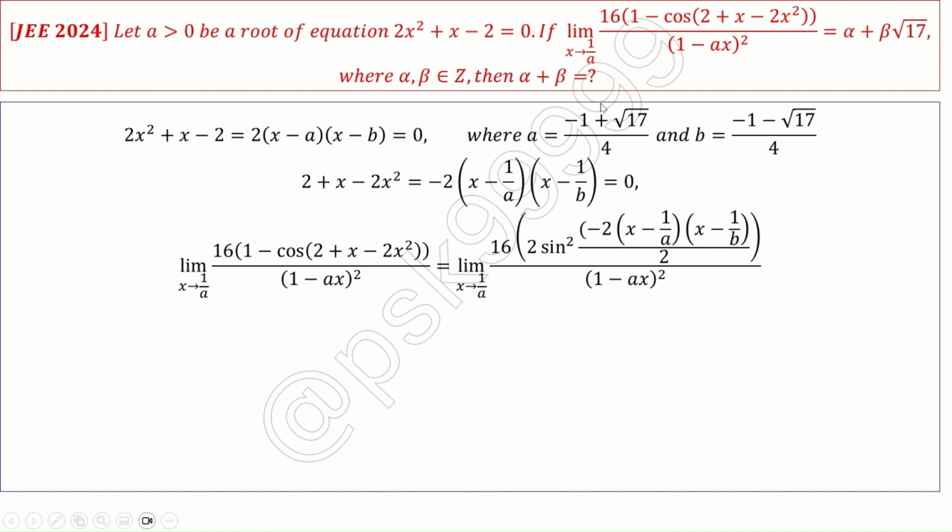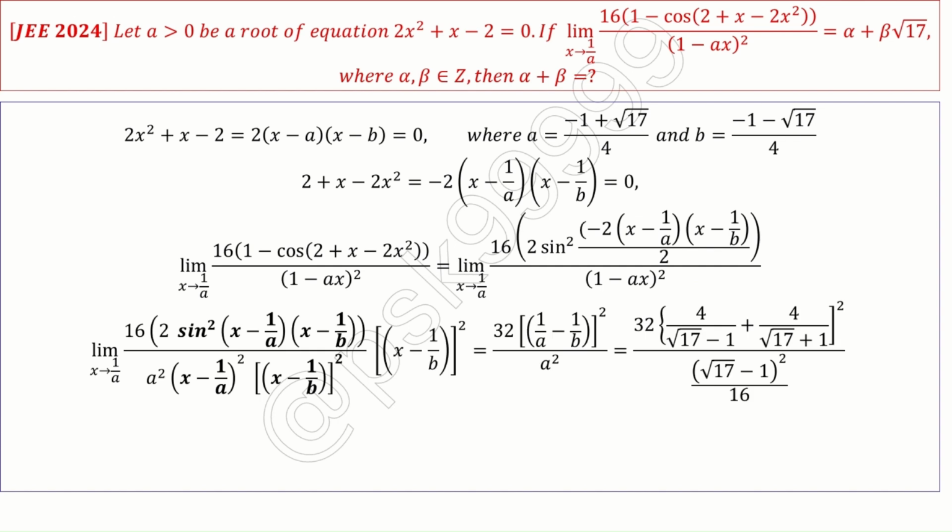Correct? Here it is a square, right? We are in the sine square. So I need 2 x minus 1 by a into x minus 1 by b. So I will get 1 from here. And this is not there, so I will multiply here and divide. That's all I do. Okay, so I will add one factor of x minus 1 by b whole square in the denominator and multiply in the numerator. That's it. Okay, so that's what I'm trying to do here.